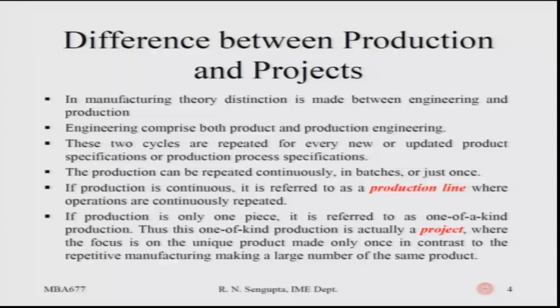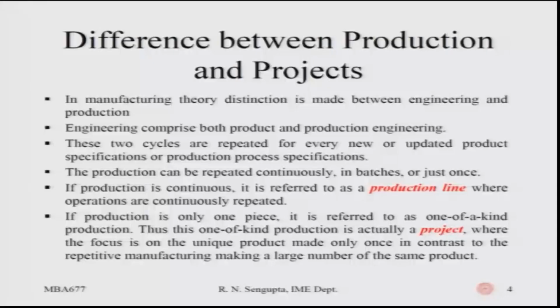The production can be repeated continuously, in batches, or it can be just once. So, this concept of doing a big project once, which would not be repeated again, is where we bring in the concept of project management. In production, if it is continuous, it is referred to as a production line, whereas if operations are continuous and repeated, it would not be considered project management. So, you have only one flow, obviously feedback would be there as I mentioned, but this one flow is on a standalone basis, considering that it will be done only once. Hence the concept of project management comes into the picture.